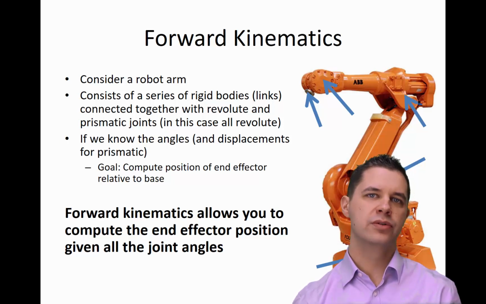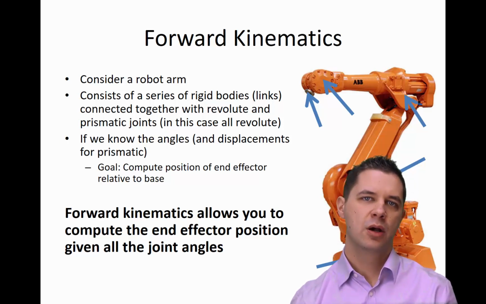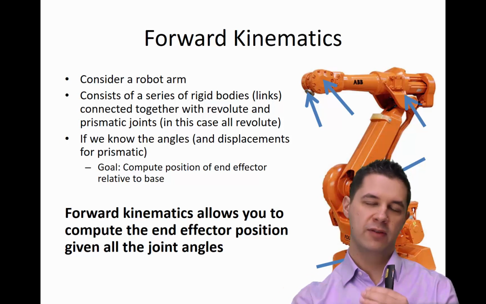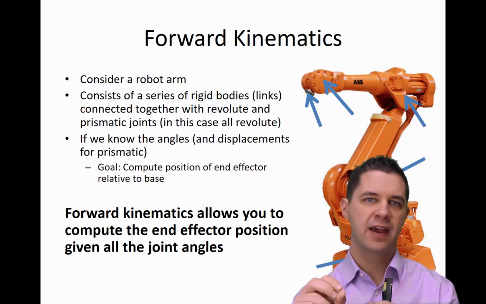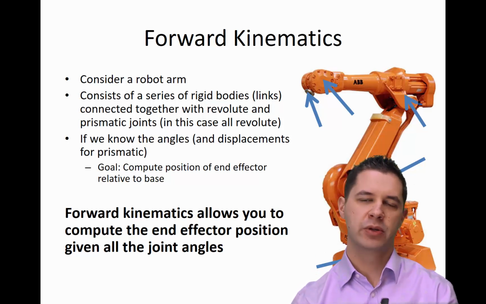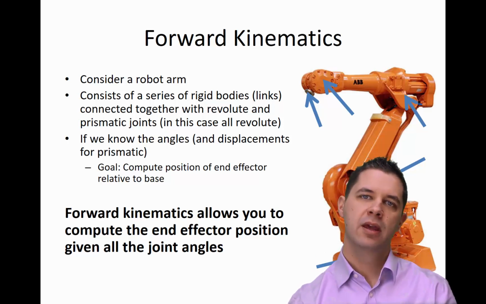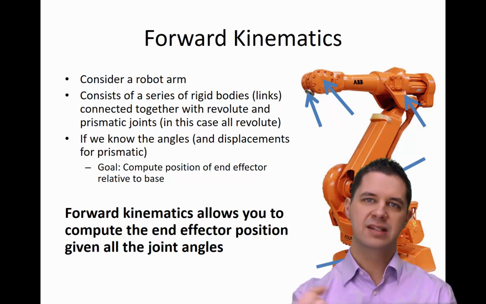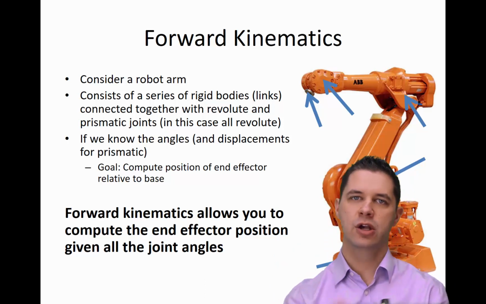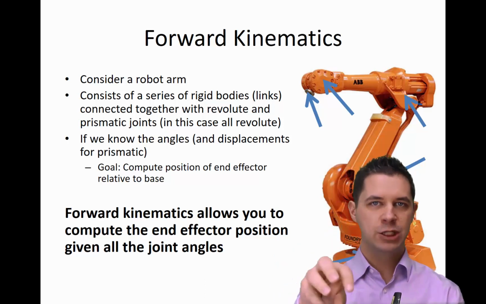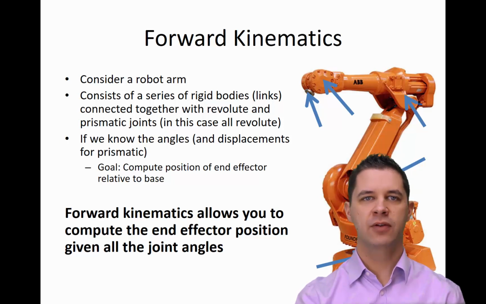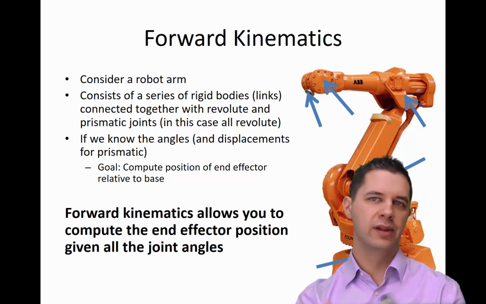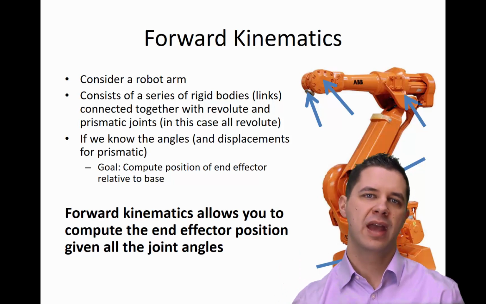If we know the angles of all these revolute joints, or displacement if we've got prismatic joints in there, we can work out the position of the end effector relative to the base. So we know where the base is bolted onto something. If we know all the angles or distances, and we know all the linkages associated with them, we can know the position where that end effector is. And that's what forward kinematics allows us to do. We compute the end effector position given all the joint angles and all the linkage lengths and things like that we have within our system.